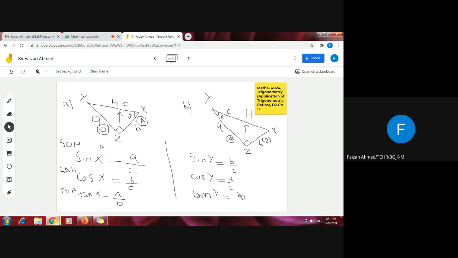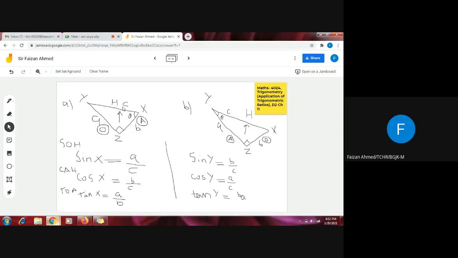Now that my labeling has been completed, I just have to write the three terms which will help me write the formula: SOH, CAH, and TOA. For sine theta, here theta is X, so I will write sin X equals, I know that O is opposite and H is hypotenuse. Sine theta is basically the ratio of the opposite side and the hypotenuse. The dimension of the opposite side is A, so I will write A in the numerator, and the dimension of the hypotenuse is C.